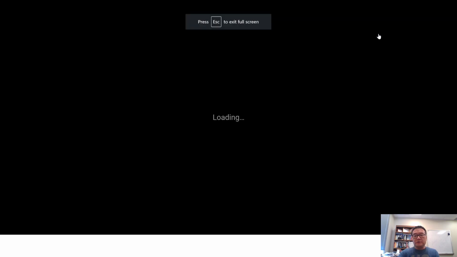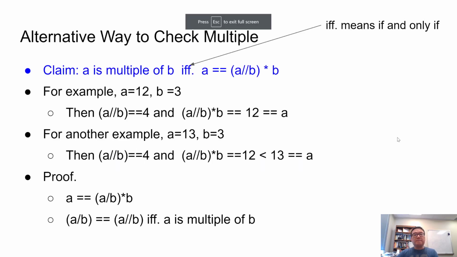So to solve this problem, first I want to describe another way to check whether A is a multiple of B. I assume you all remember how to do it by taking mod. A mod B, if it's equal to 0, then A is a multiple of B. So here is another way. The claim is that A is a multiple of B if and only if A equals A divided by B multiplied by B. It's just that the division here is integer division. So after we divide, we round down.